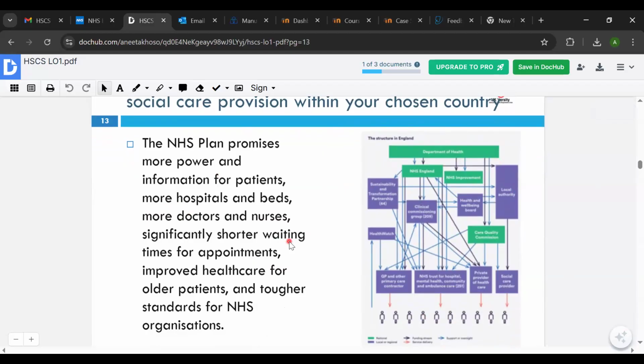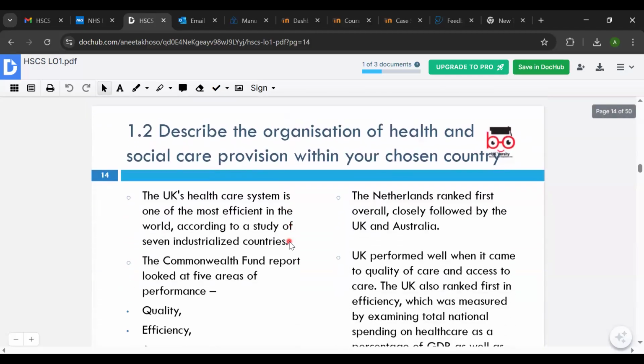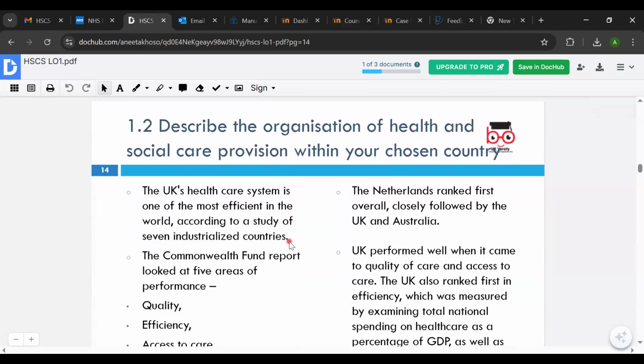This all happened before COVID came. Okay, COVID disrupted a lot of things, but it's going back to normal now, hopefully. There's improved healthcare for older people, tougher standards for NHS organizations. I'll just go through this figure in a while.